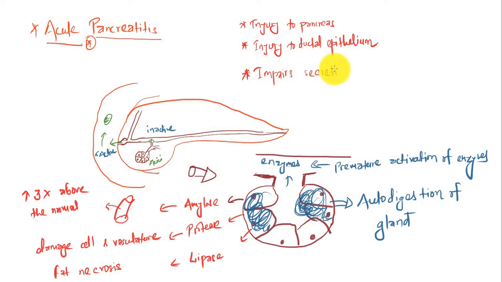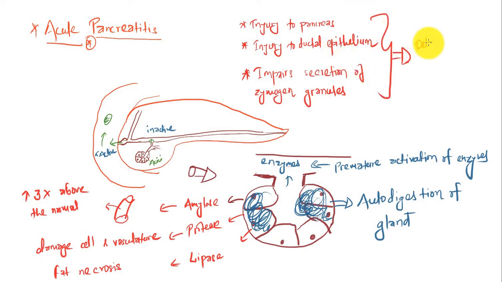Acute pancreatitis is caused due to injury to the pancreas, injury to the ductal epithelium, and impairment in secretion of zymogen granules, which will result in delay in enzyme secretion. Thus, it will trigger acute pancreatitis.